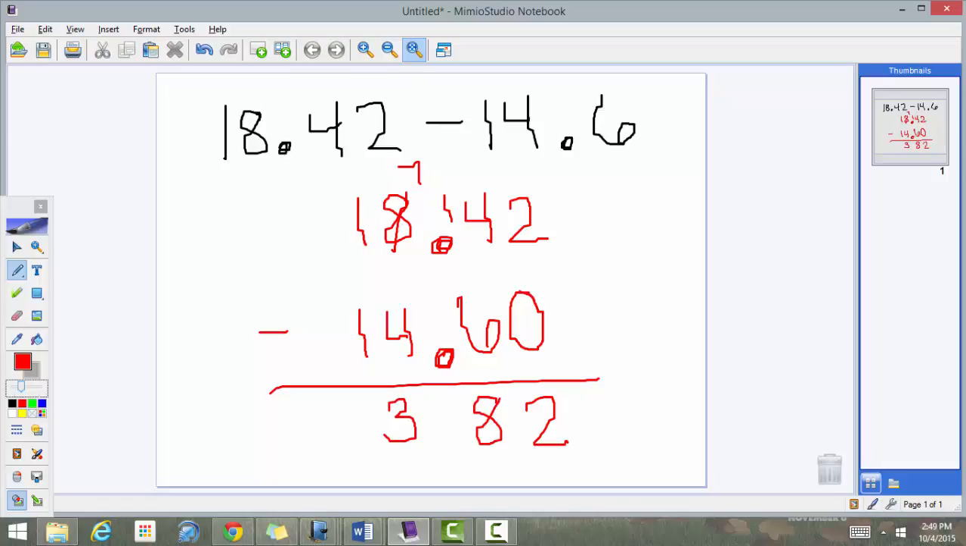However, think about money. If I use my rounding skills, if I had about $18 and I spent about $15, I'm not going to have a lot of money left in my wallet. So to have $382 left over doesn't even make sense, which means I almost forgot about my decimal point. If this was money, having $3.82 left does make sense. So let's try another problem.